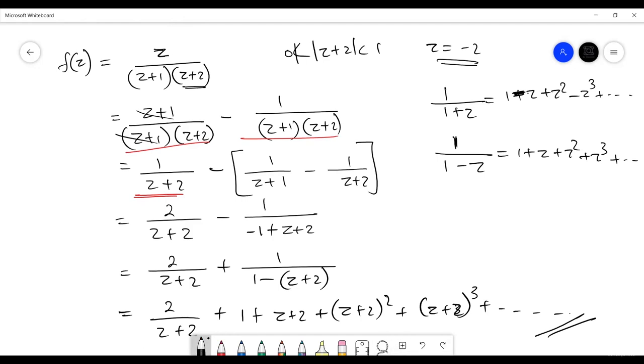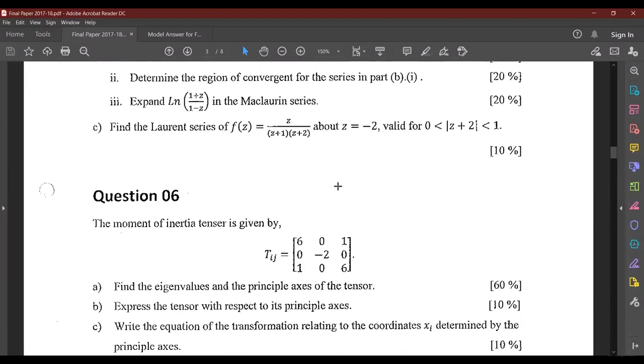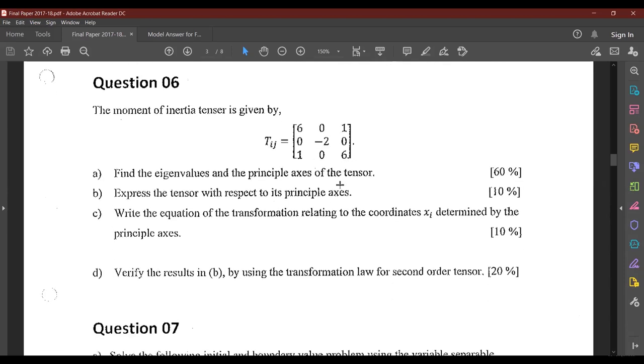I'll quickly go through question 6. It's a fairly easy one. It's about tensors. In question 6, they are asking us to find the eigenvalues and the principal axes of the tensor.